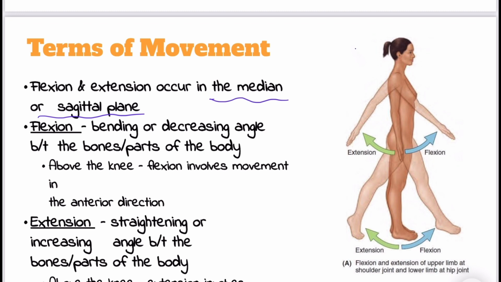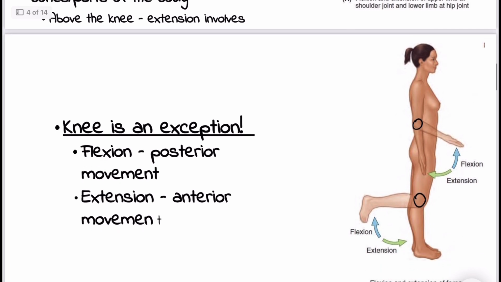And you can see it here on the image on the right. The differences between flexion of the arm and extension of the arm, and then also flexion of the leg, and then extension of the leg. Now, you have to remember that the knee is the exception. Flexion is posterior movement, and extension of the knee is anterior movement. And you can see it here on the image on the right. Extension would be anterior movement, while flexion of the knee would be posterior to the back.